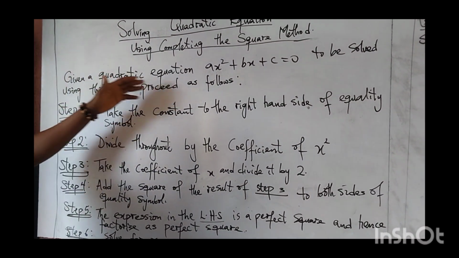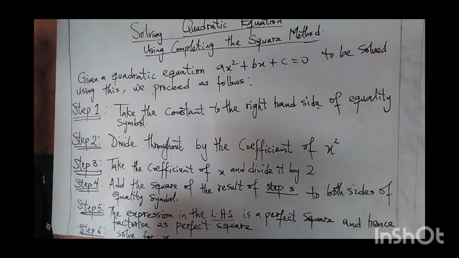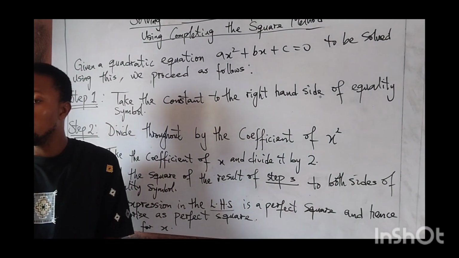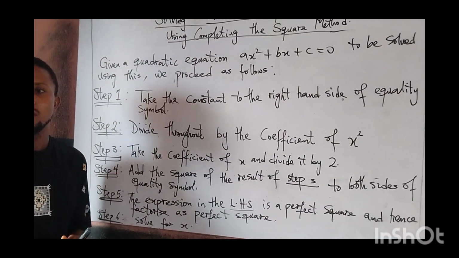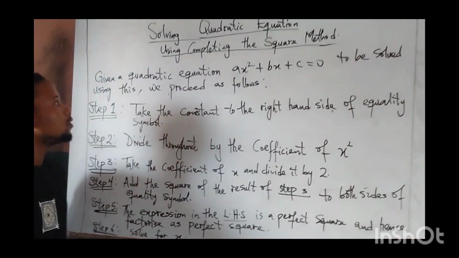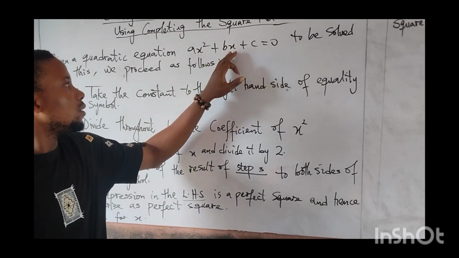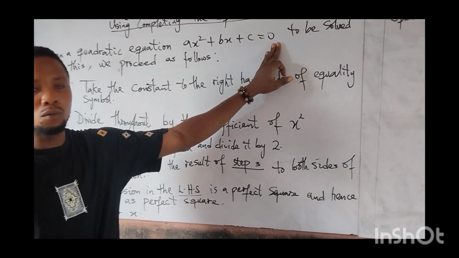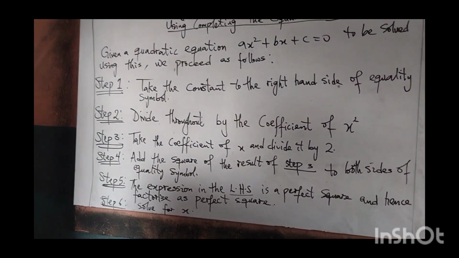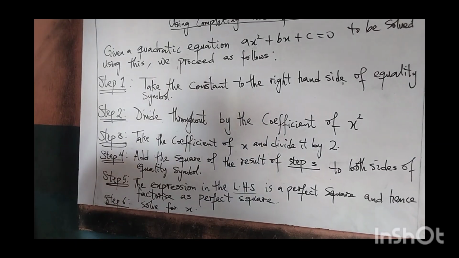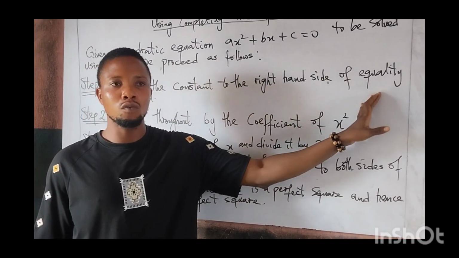Now, given a quadratic equation, you all know how a quadratic equation used to look like, and there is a difference between a quadratic equation and a quadratic expression. An equation we have equal to y and an expression we don't have. So, given a quadratic equation, ax squared plus bx plus c equal to 0 to be solved using the completing the square method, we proceed as follows. Step 1.